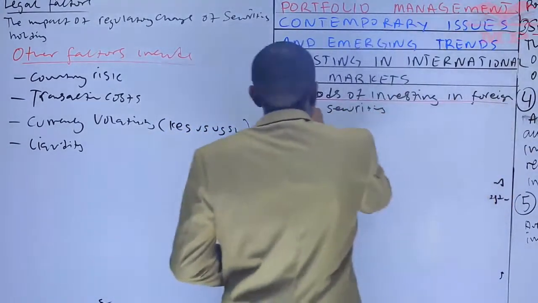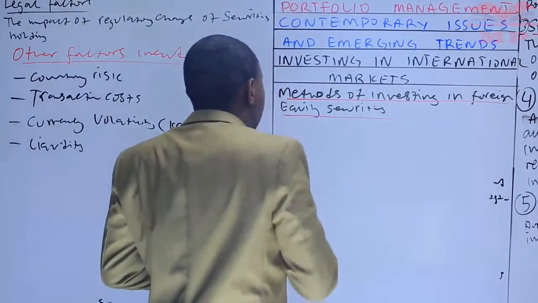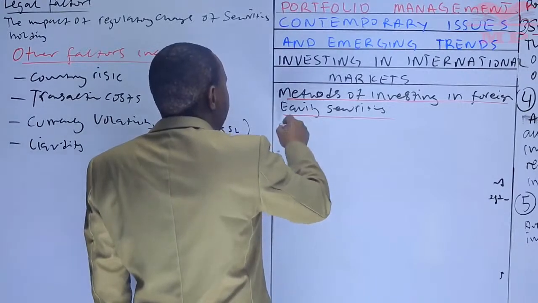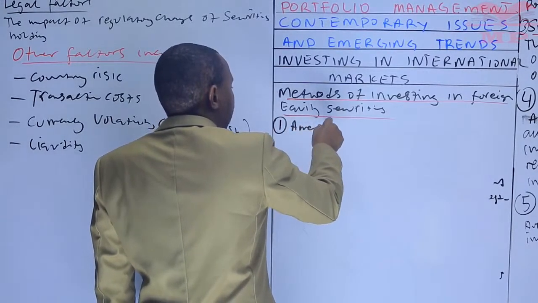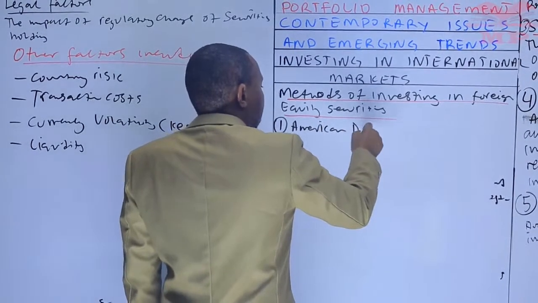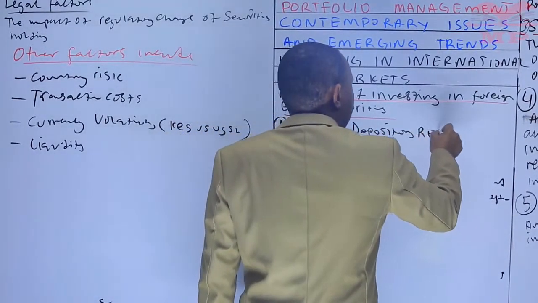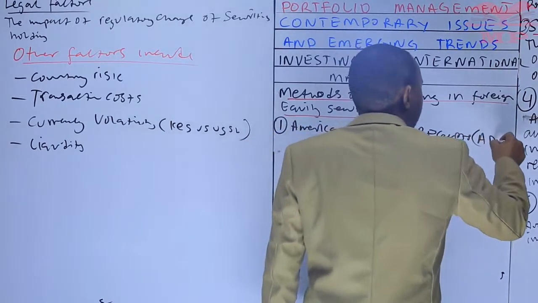So how do we invest in foreign equity securities? The first method is American depository receipts, also called ADRs.